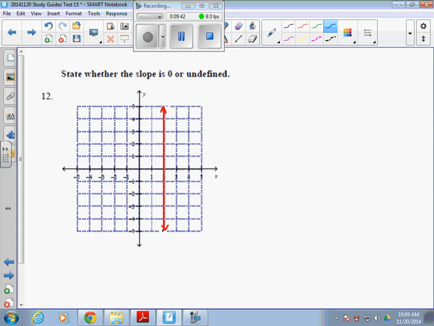State whether it is 0 or undefined. You can write the words "no slope" with it, or you can write an N. So that means it's undefined. Or if that's not good for you, just pick 2 points and see how they act with each other. It goes up 1 and it doesn't go over at all. You can't have that bottom number be 0. That's why it's undefined.